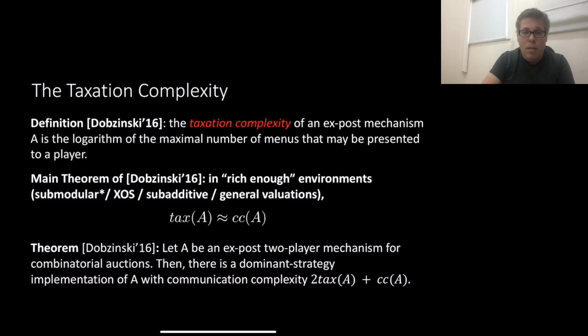And the theorem that we're going to prove in the next slide is that if A is an ex post two-player mechanism for combinatorial auctions, say with general valuations, then there is a dominant strategy implementation of A, where the communication complexity is 2 times the taxation complexity plus the communication complexity of A. Since the taxation complexity is essentially the communication complexity, we see that we need only to triple the communication cost in order to get a dominant strategy implementation.